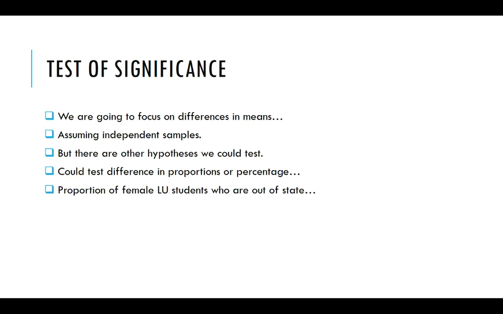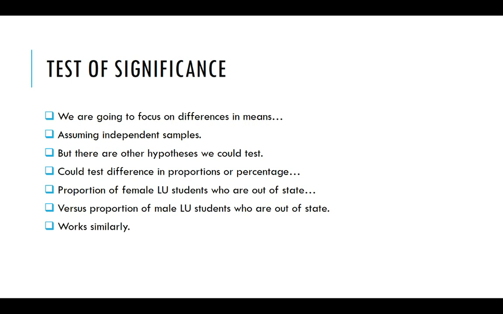Maybe I'm interested to see if the proportion of female Longwood students who are out of state is higher or less than the proportion of male Longwood students who are out of state, right? It turns out that it works similarly. So if you learn how to do a simple hypothesis test for differences in means, then you'll be able to do a hypothesis test for differences in proportions because it works similarly.